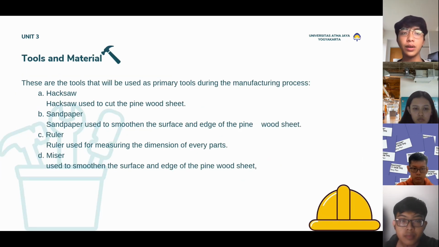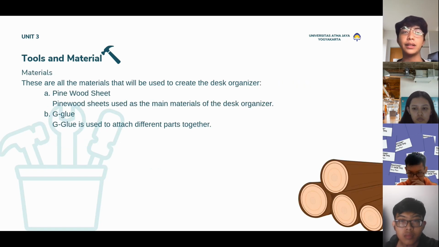And then the tools and material. For the tools, we use a hacksaw, sandpaper to smooth the surface, a ruler for measuring dimensions, and a miter to smoothen the surface of the edge of the pine wood sheet. Next. And also for the material, we use pine wood sheet as the main material and G glue to attach all the parts together. Next.